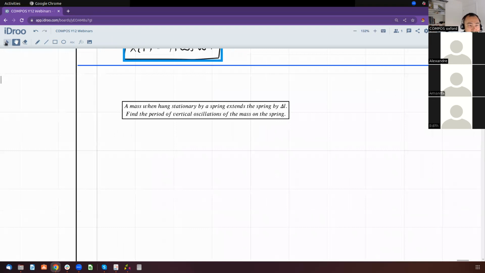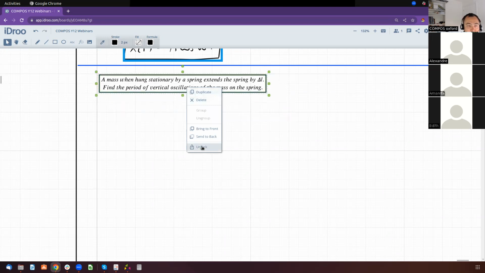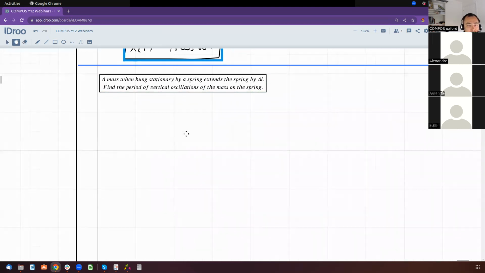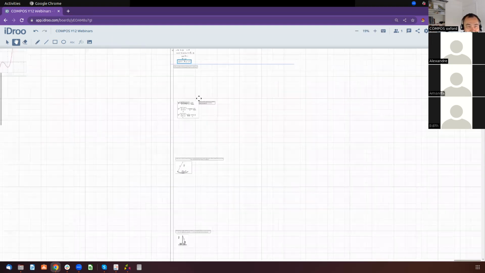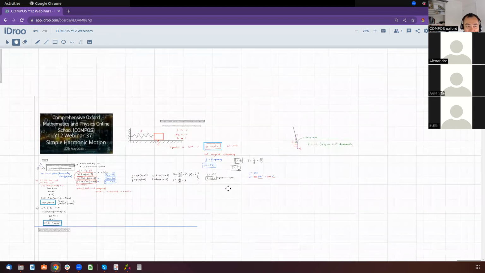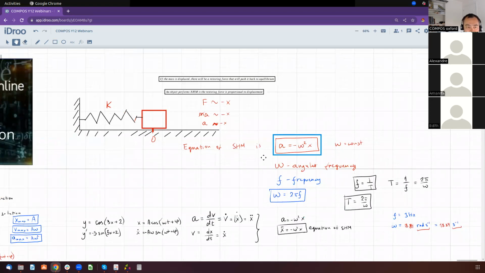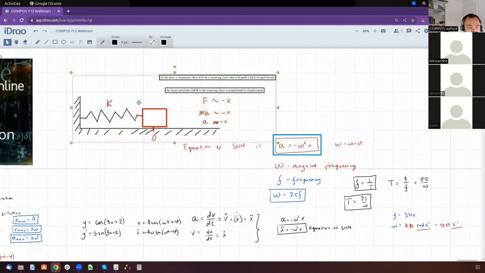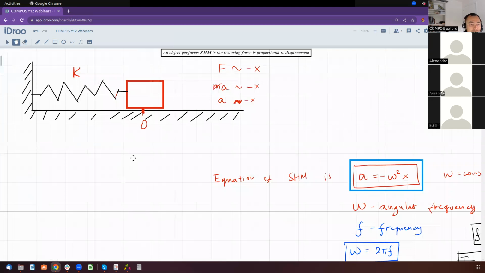So a mass, when hung stationary by a spring, extends by delta L. Well, you know what? Before doing that, actually, let's do this one. For the mass on a spring? Well, we know the force.